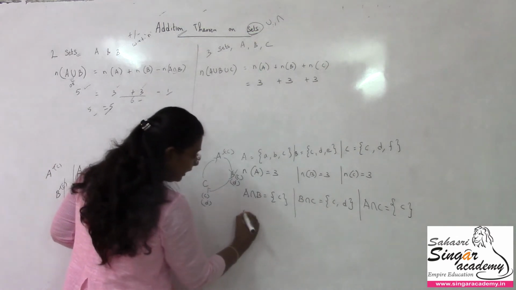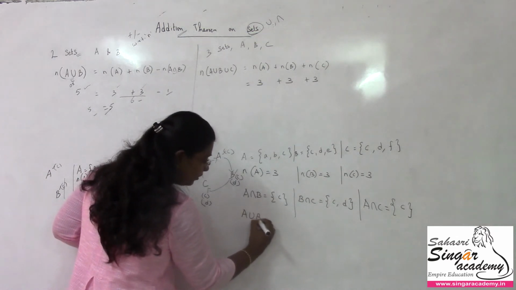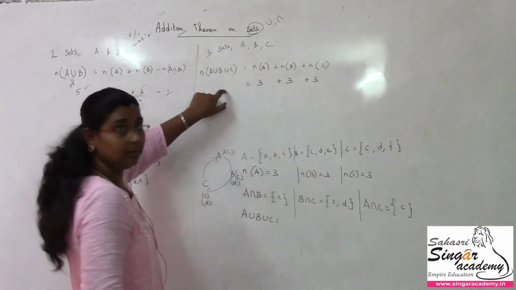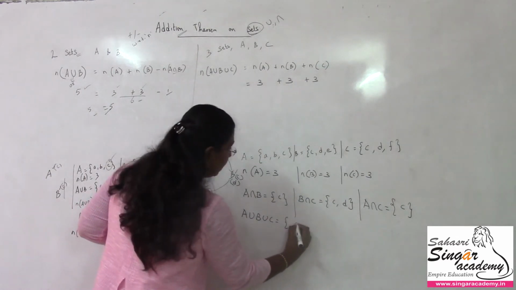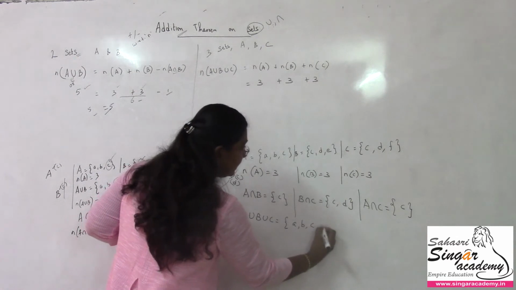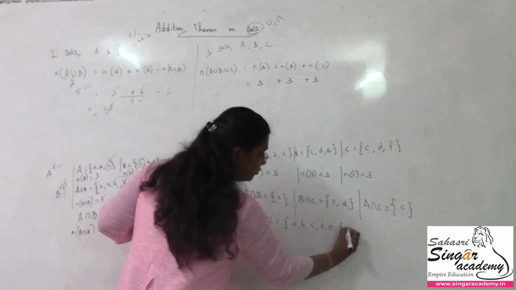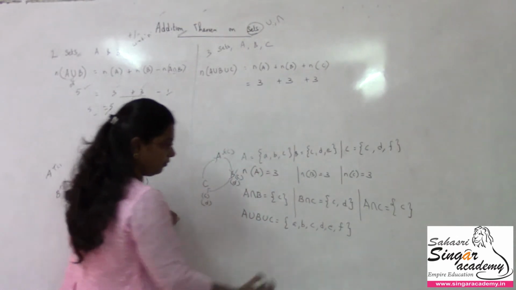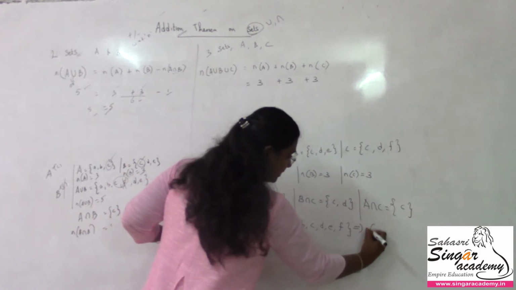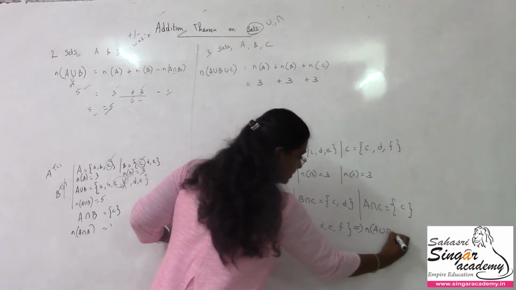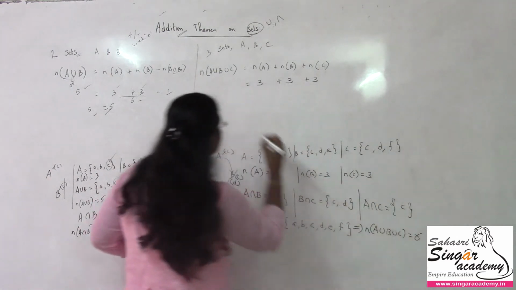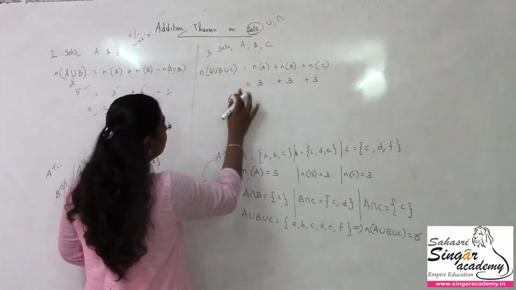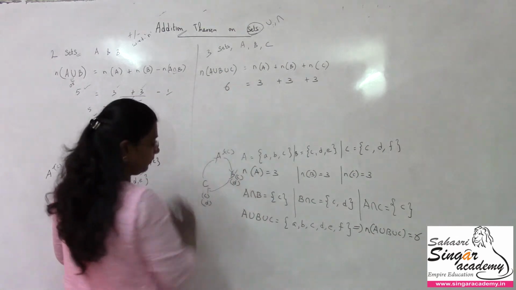When I go for A union B union C, because I want to have A union B union C, let me have it here, which is A, B, C, D, E up to F. So when I write the cardinal number of this set, A union B union C, this happens to be 1, 2, 3, 4, 5, 6. So this happens to be 6 here.